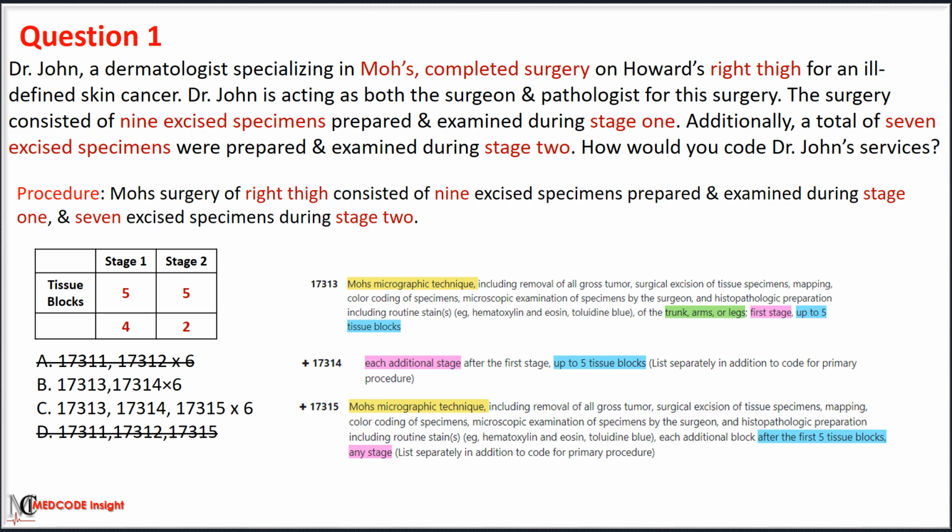Option C with the code 17313 is for the Mohs micrographic technique on the thigh. It represents the first stage with up to 5 tissue blocks. Code 17314 represents stage 2 for up to 5 tissue blocks. Code 17315, six times, accounts for 4 additional blocks from stage 1 and 2 additional blocks from stage 2. So our correct option is option C with the service codes 17313, 17314, and 17315 x 6.